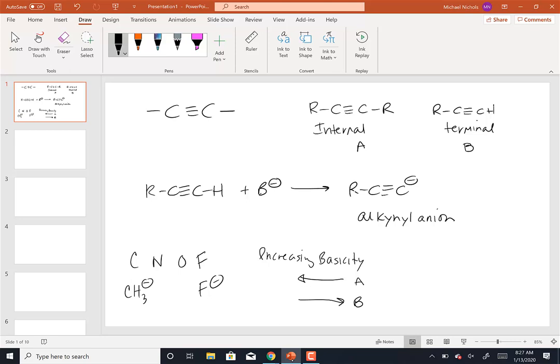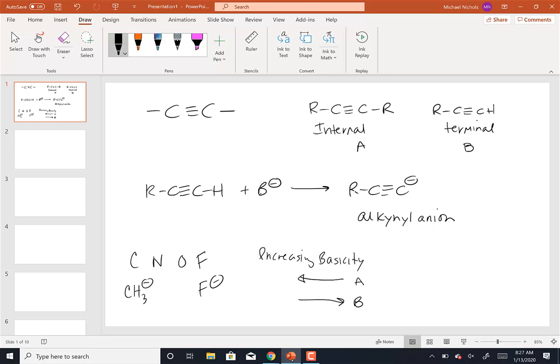We need some discussion first. Okay, I see. So C minus is stronger than F minus. You will see on the review questions that there is a question with periodic trends for basicity, simply because that was something that at the end of the semester kind of escaped people.